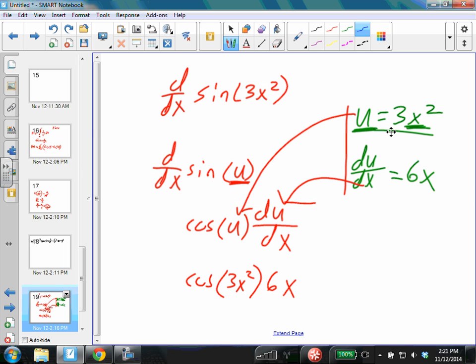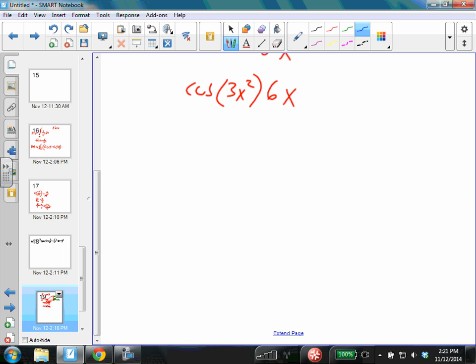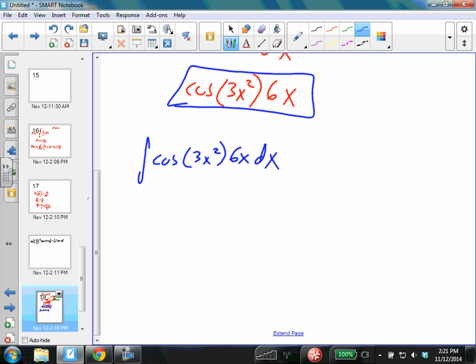So now let's actually try to work this thing backwards. Let's say that we're going to take the integral of cosine of 3x squared times 6x with respect to x. Okay, so we're going to try to take this antiderivative. And notice all I'm using is this function right here. So does anybody know what the answer is already?